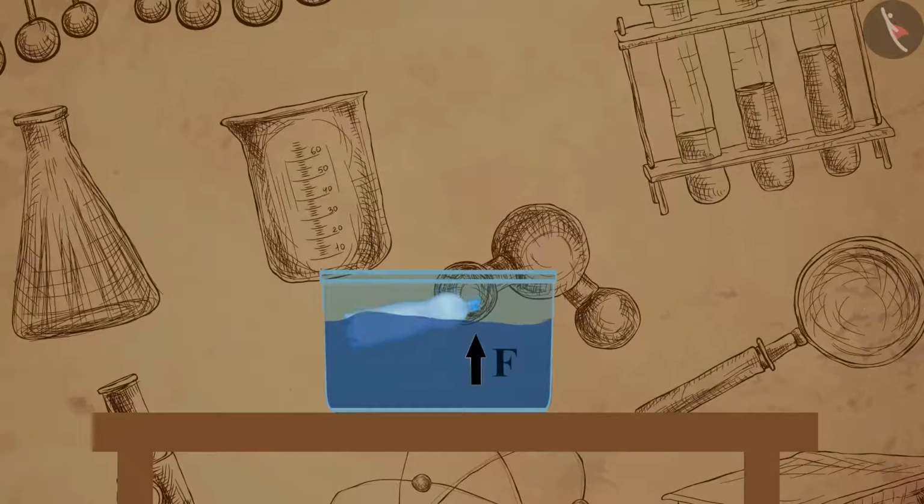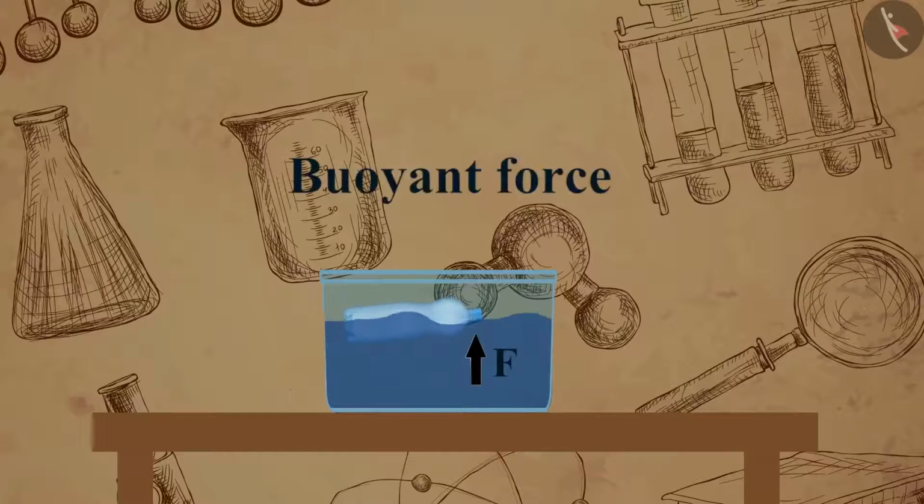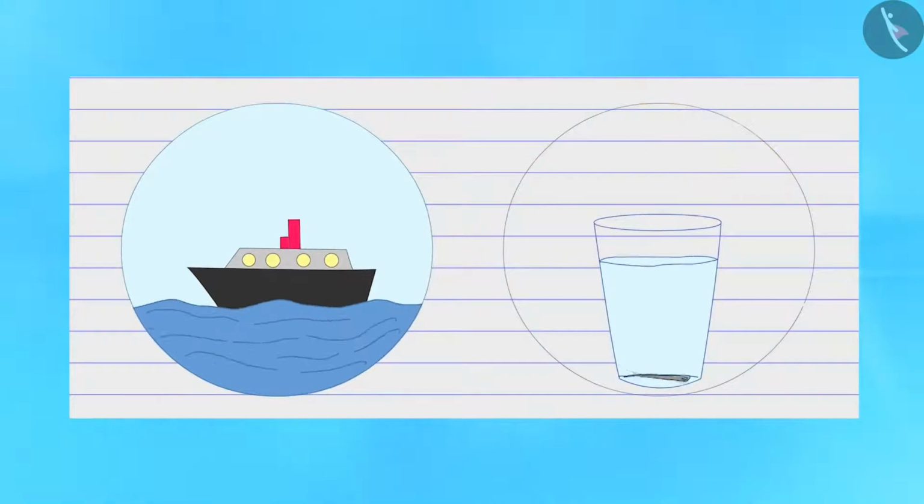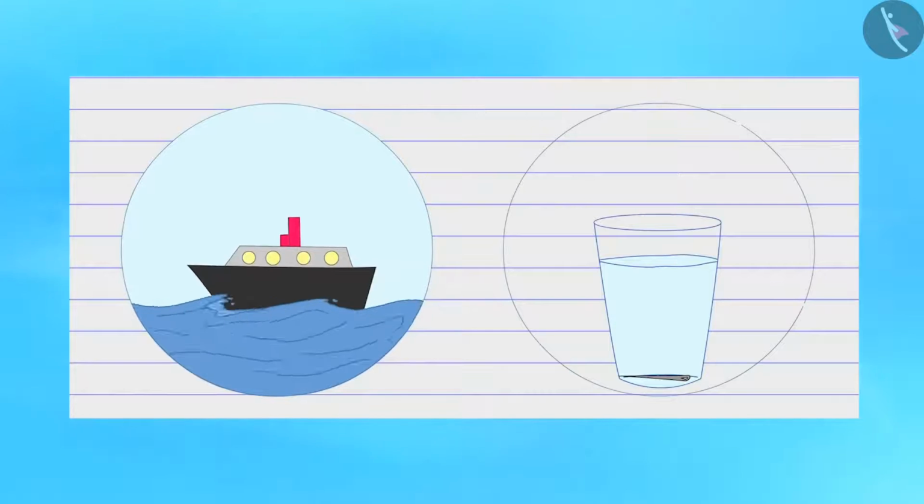This upward force is called buoyant force or upthrust, and this property is known as buoyancy. Now, let's do another activity to find out why a substance floats or sinks when placed on the water surface.